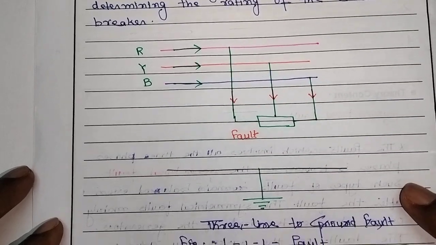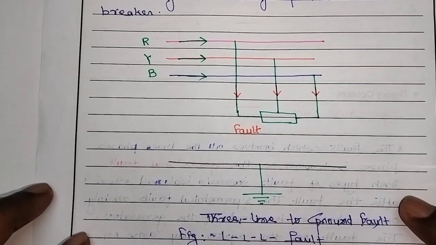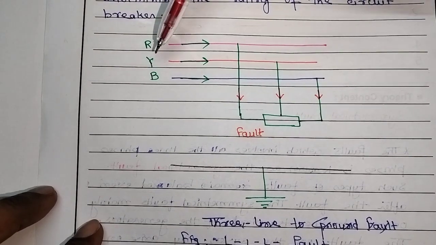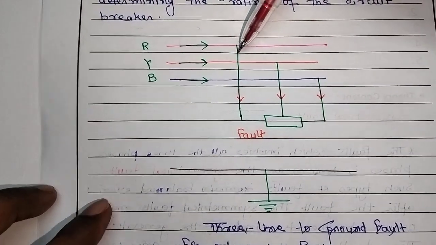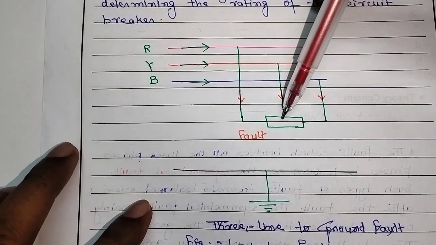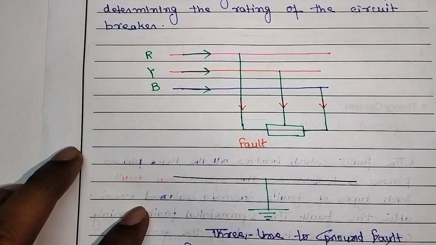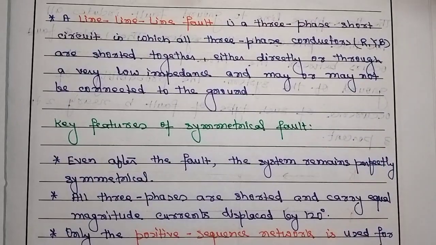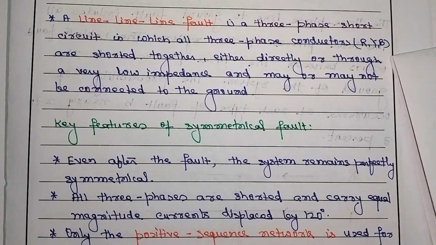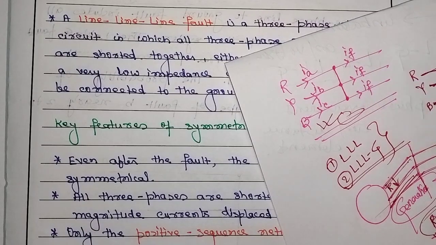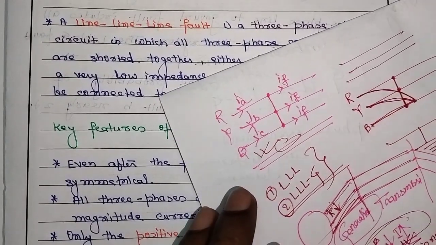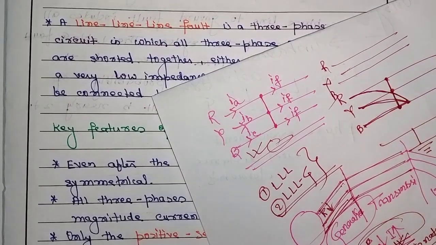Here I have drawn the diagram of the LLL fault. This is the one conductor, R, Y and B. Here all three get touched and it creates the fault. Such type of fault is called the line to line fault. A line to line fault is a three-phase short circuit in which all three phase conductors R, Y and B are shorted together. Already I have told you, here all three conductors are getting shorted.